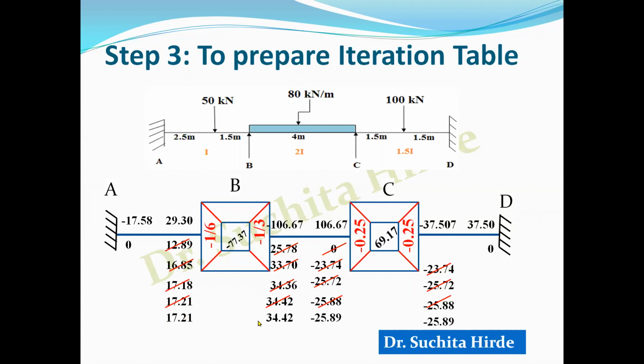Now once you finish this iteration, we can calculate the final moment from this rotation contribution. So let us see how to calculate the final moment. To calculate the final end moment, we are going to use these values which are marked by yellow color here: 17.21, 34.42, minus 25.89 and minus 25.89. Let us see how to write the equation to get the final end moment.